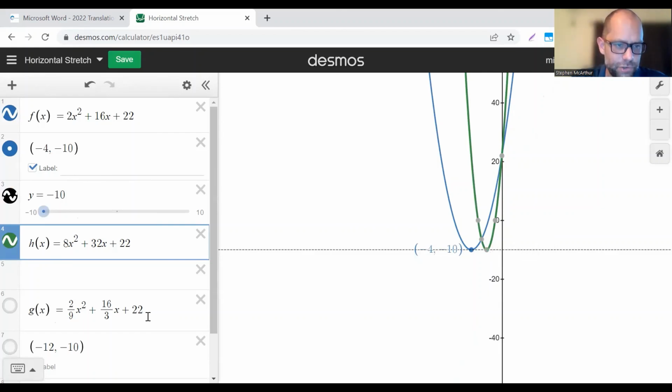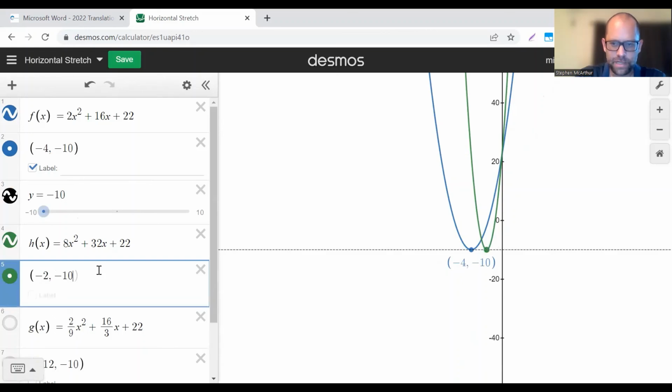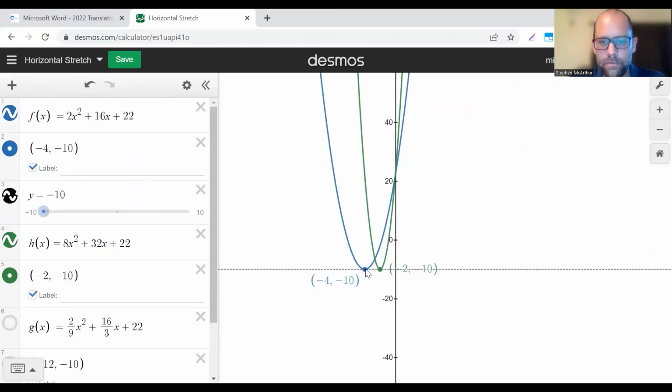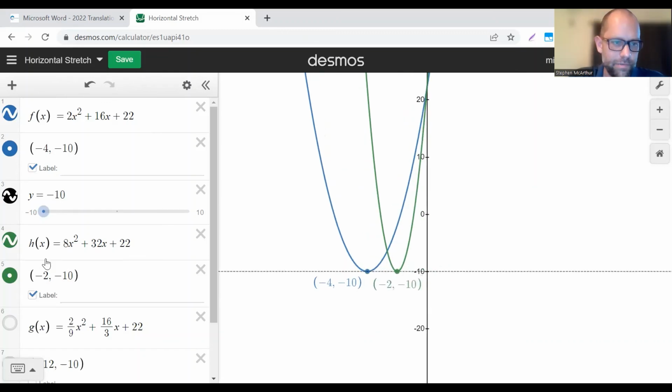-2, -10. That's perfect. That's exactly what we want, because that is half as far away from the y-axis as the first one was. So the first one's 4 away. Well, this one is, let's get rid of that line. It's annoying me now. This one is 2 units away. 4 units away, 2 units away. It's clearly half the distance.